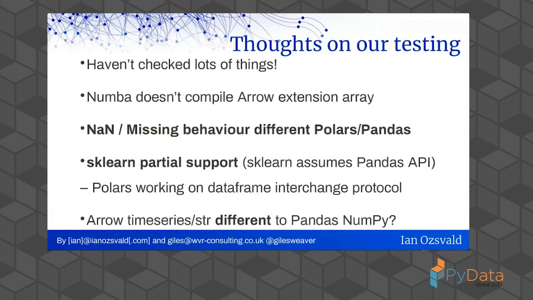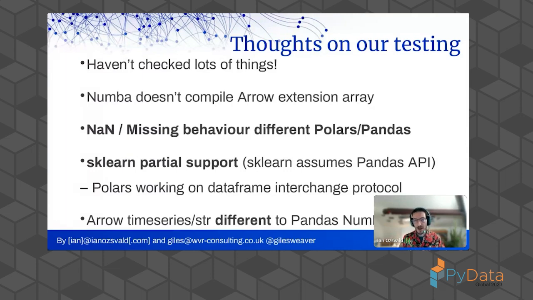So we haven't checked lots of things. There's just a lot to test, right? And with fundamental changes like copy on write coming through in Pandas and Arrow coming through, where some benchmarks improve and some get worse, and some sub-libraries no longer work the way that they used to, it's kind of hard to figure out all those permutations.